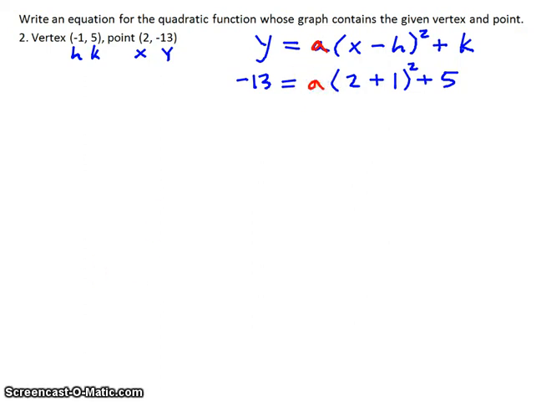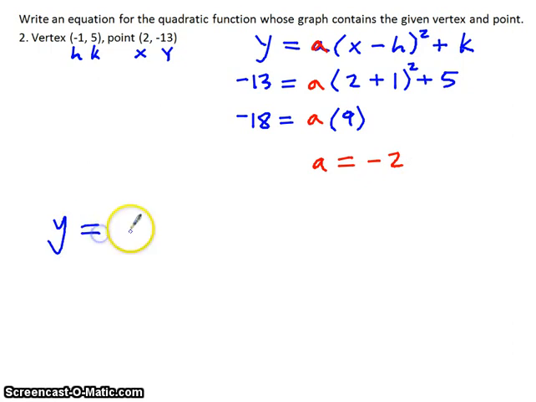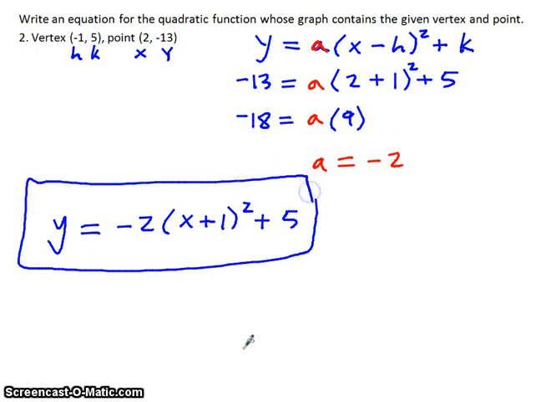And so first thing I'll do is subtract 5 from both sides, and that gives me negative 18 equals a times 3 to the power 2, which is 9. And so if we divide both sides by 9, we end up with a equals negative 2. And so we have y equals negative 2 times x plus 1 squared plus 5. And that there is our vertex form.